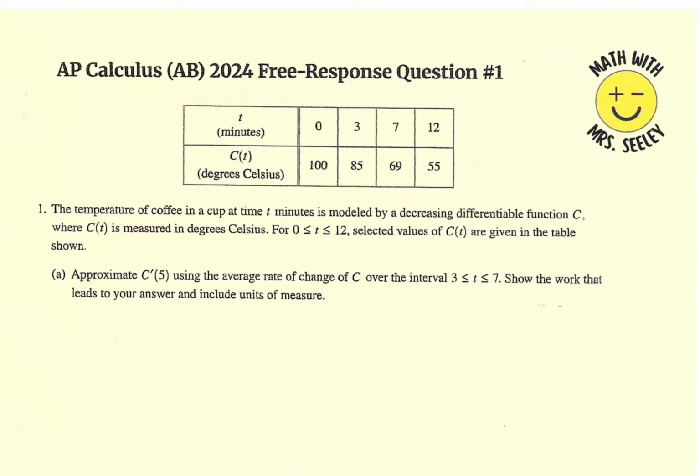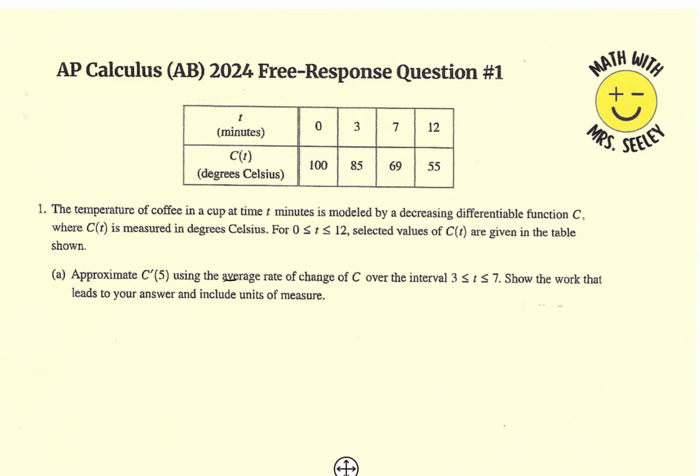Let's get started on this 2024 free response question number 1. We're given this table and told that the temperature of coffee in a cup at time t minutes is modeled by a decreasing differentiable function c, where c of t is measured in degrees Celsius. Then from the time 0 to 12, they give us some selected values. Part A says to approximate C prime of 5 using the average rate of change over this interval from 3 to 7. We're going to show the work that leads to our answer and indicate our units of measure.